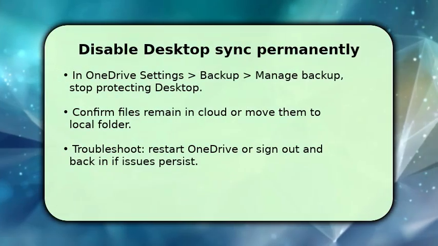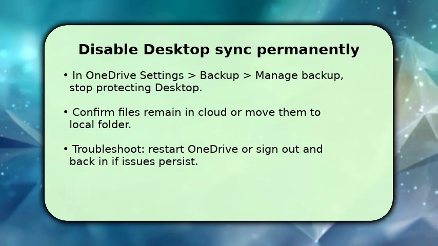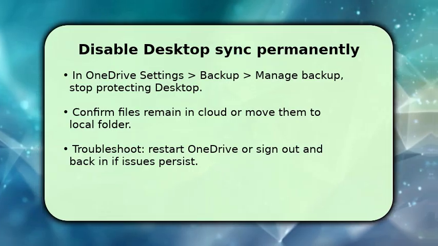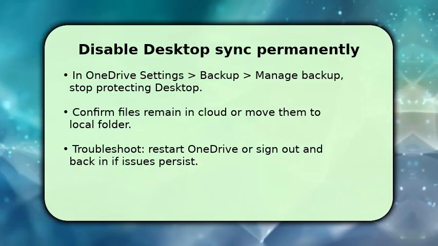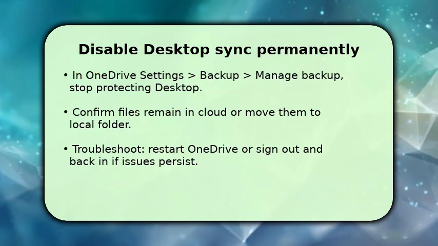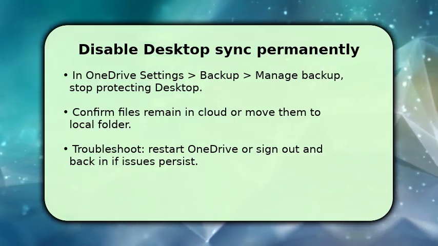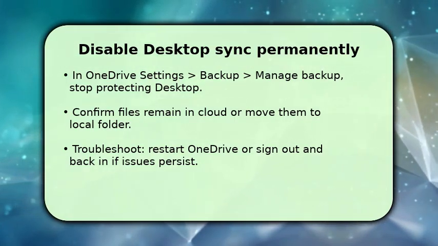Finally, permanently stop desktop syncing by opening OneDrive settings, go to Backup, then Manage Backup, and turn off desktop protection. You'll be asked whether to keep files in OneDrive or move them locally. Choose Local if you want desktop only on this PC. Make sure to verify desktop now shows your local files.